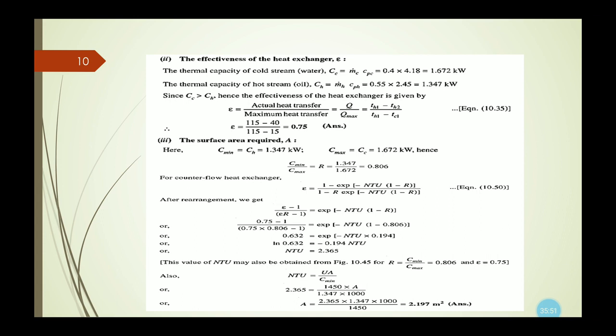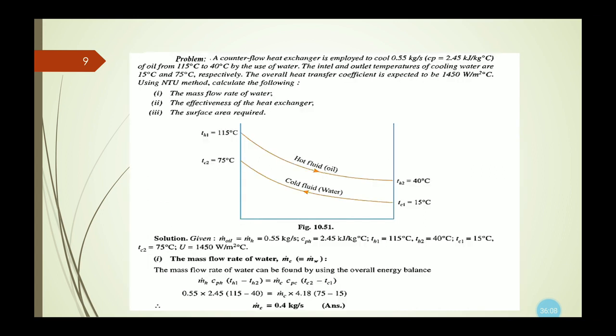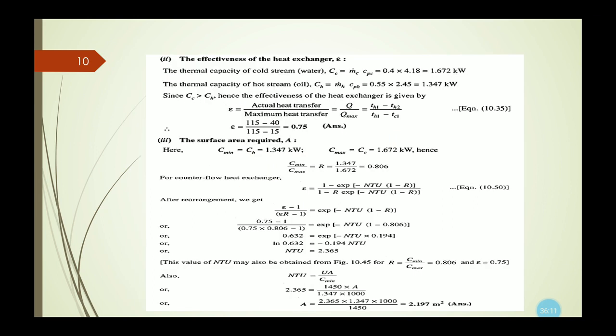Now from this equation, if we do some rearrangement, then first to find the value of the NTU, we can put in all the other values, the effectiveness and the capacity ratio. All these values are known to us. So you can find the value of the NTU, the number of transfer units, from this equation of the counterflow heat exchanger, which comes out as 2.365. This is the value of the number of transfer units for this counterflow heat exchanger.